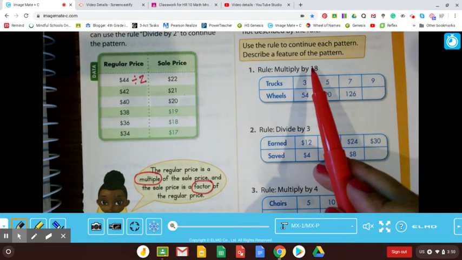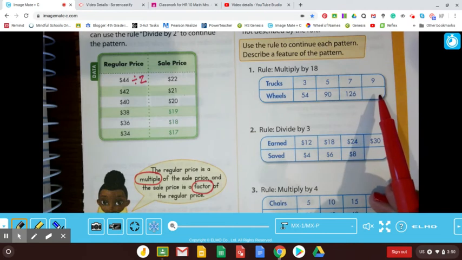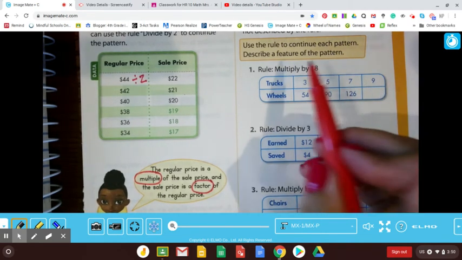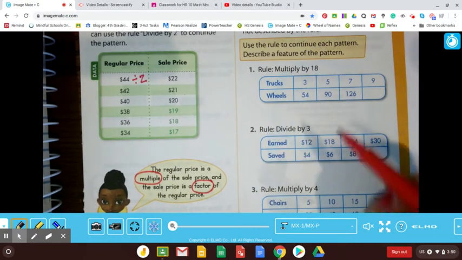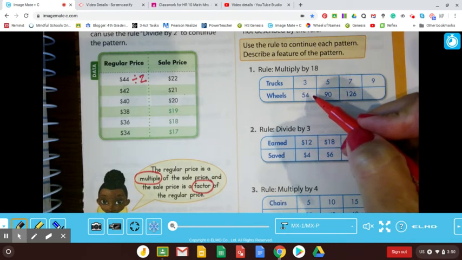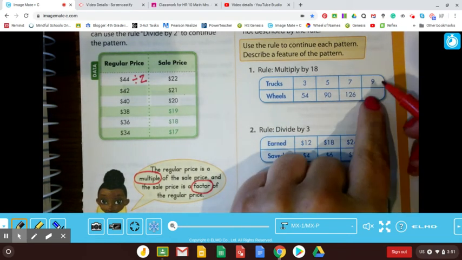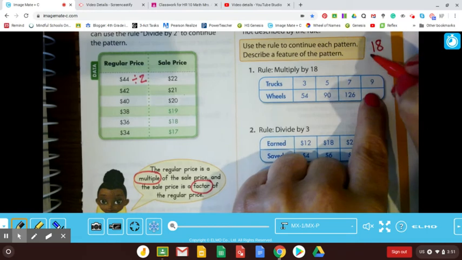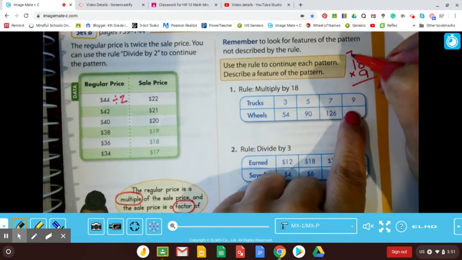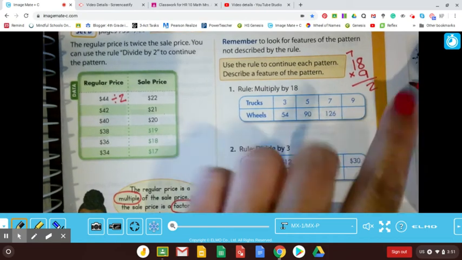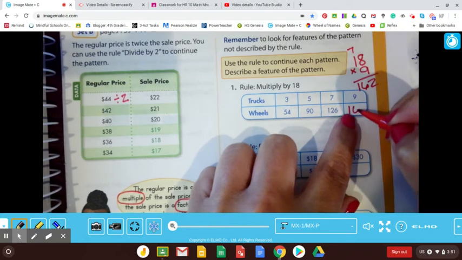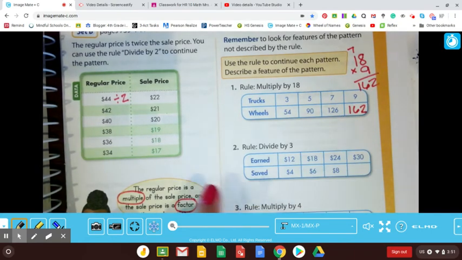We're going to use the rule to come up with the missing number, and we're going to describe a feature of the pattern. So our rule is multiply by 18. So 3 times 18, I'm going to trust that they're right, is 54, right? Or I could do it on the side. 9 times 18, I don't know that off the top of my head, but I can figure it out, right? 9 times 8 is 72. 9 times 1 is 9. 10, 11, 12, 13, 14, 15, 16. So 162 is what I get.